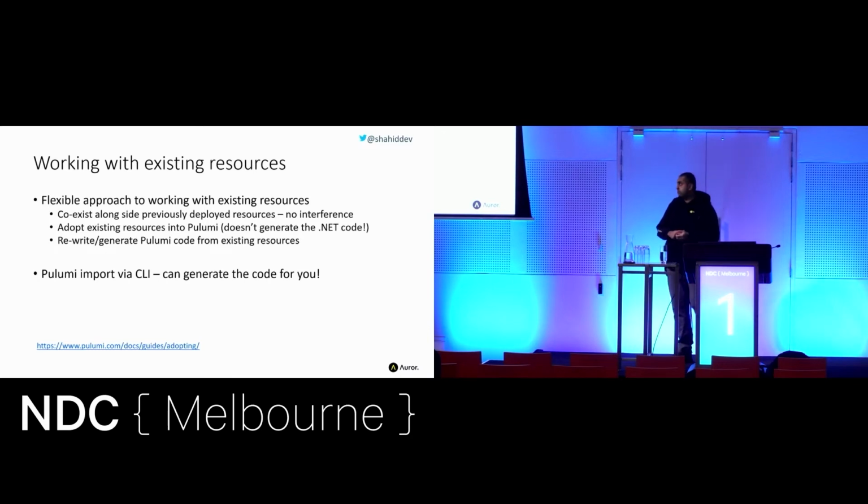You can also import existing resources using the CLI. So you can reference a specific kind of URN for a resource, and Pulumi will spit out the Pulumi code for that resource. That's really good if you just want to have a sample code, for example. But you have to do that per resource, so it's not necessarily that feasible for a large deployment.